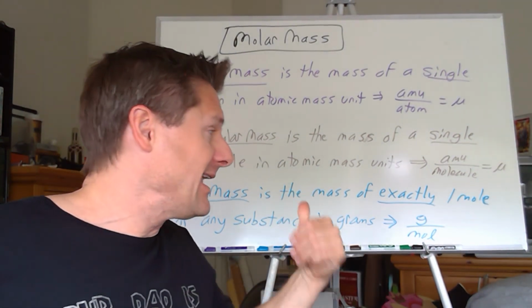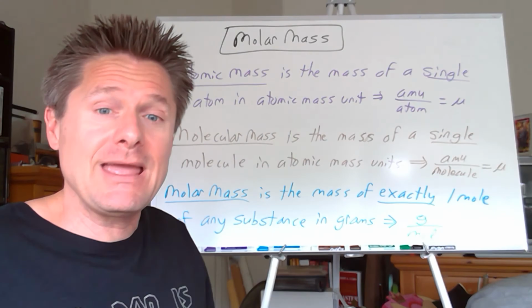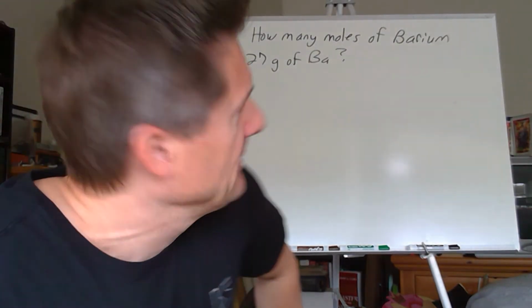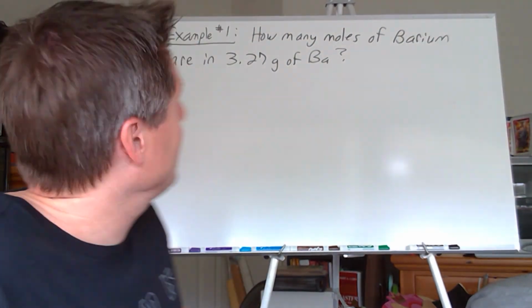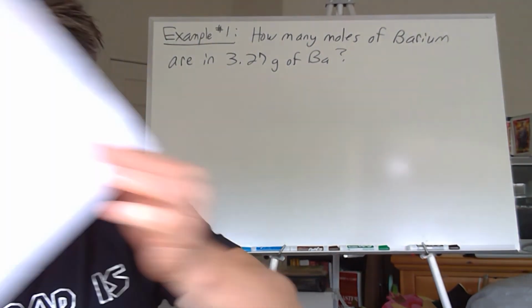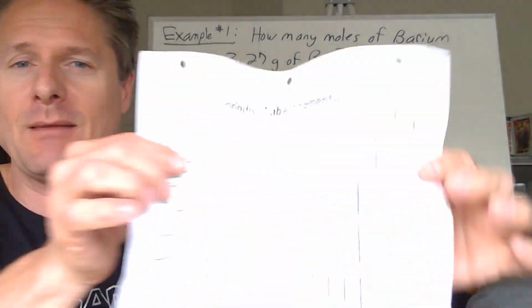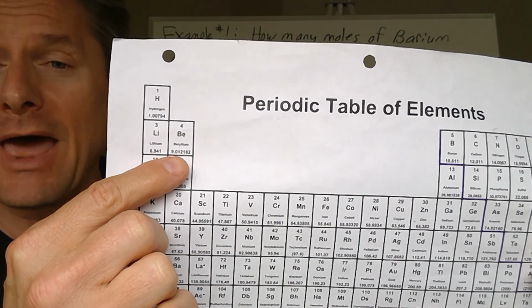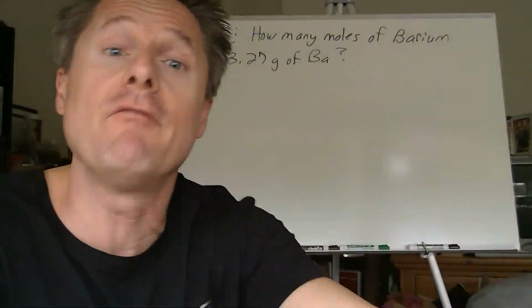All right, let's get into some examples for this puppy and show you how to calculate them. See if you can punch this out on your trusty calculator. We're going to need our periodic table now. So grab your periodic table. All right, so these numbers are AMUs per atom, or grams per mole of those atoms.